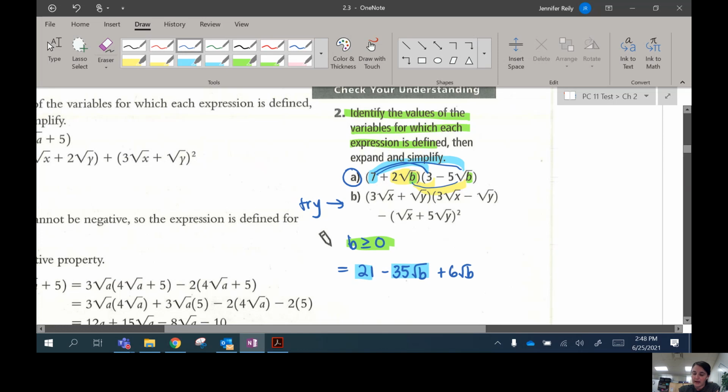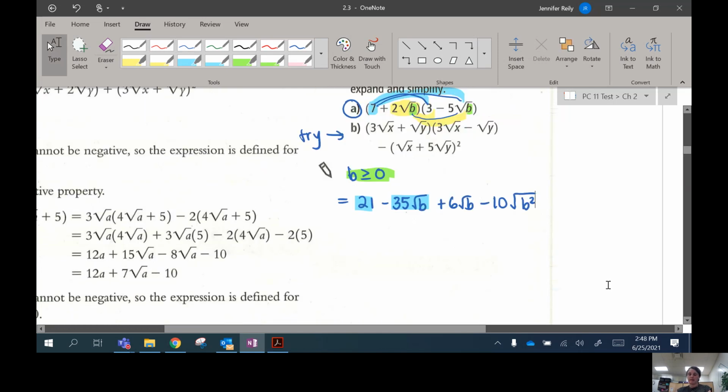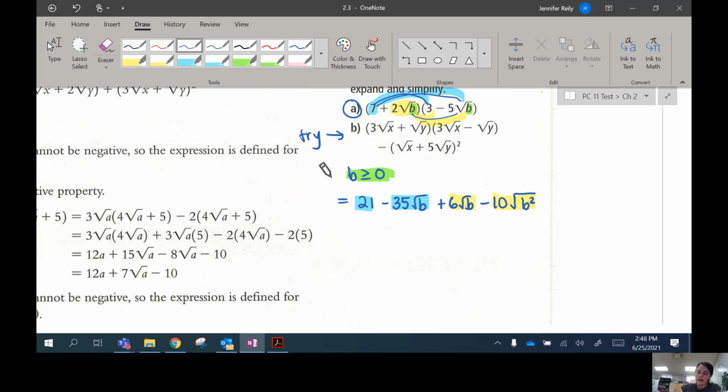And for the next one, I'll have -10, 2 times 5 is 10, and then square root B times square root B, I'll have square root B squared. B times B is B squared. Okay. So those are the two yellows. Okay, great.